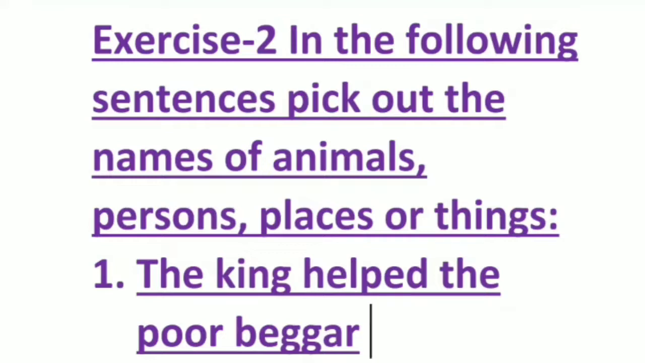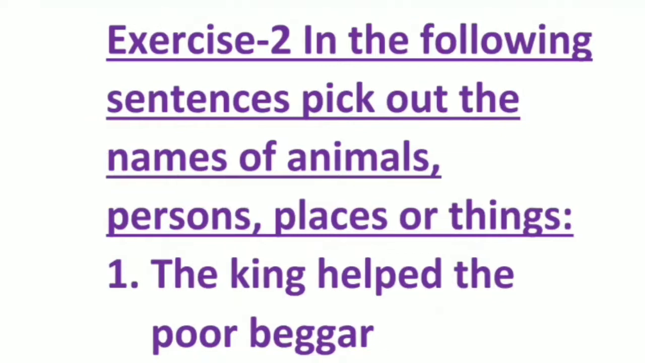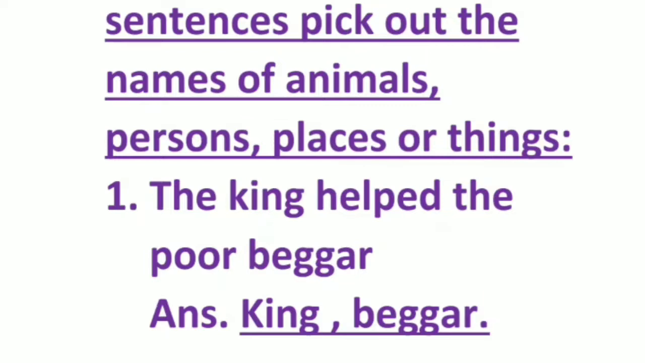So tell me which ones would be the common nouns out here? Correct. The king. We are not naming any particular king here. So the king and the beggar. Beggar is also a name of a person, but we are not giving any special name to it. So these two are common nouns. So let's write the answers. Answer would be king and beggar.